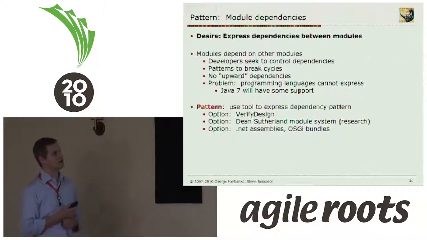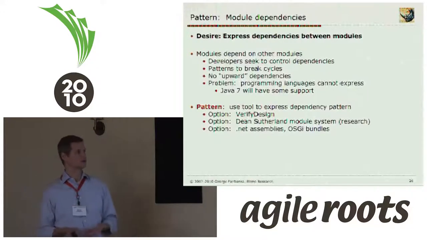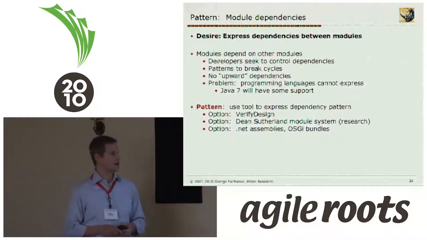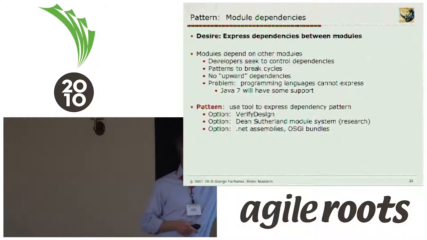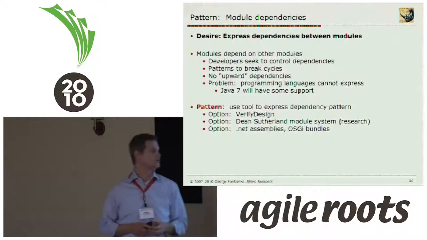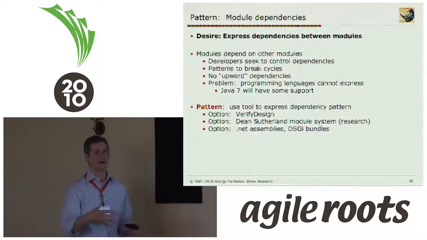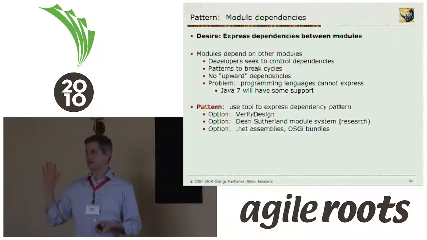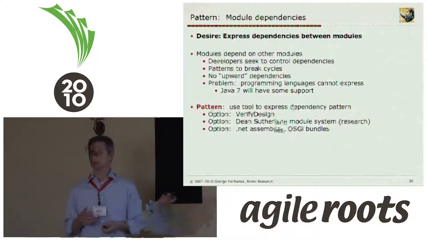Here's the first idea of a pattern: we want to use a tool to express the dependencies. Okay? There are some open source things like Verify Design. There's some academic work on module systems for Java. Another option is to use a framework. If you guys have ever used OSGi or .NET bundles or anything like that, assembly, sorry.